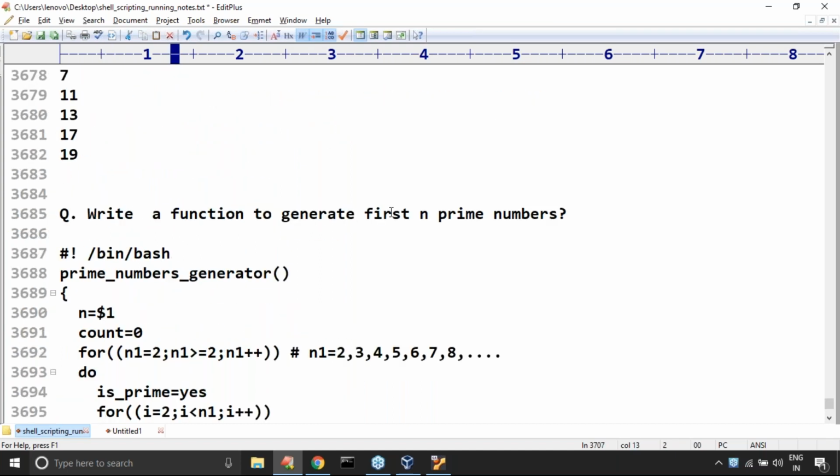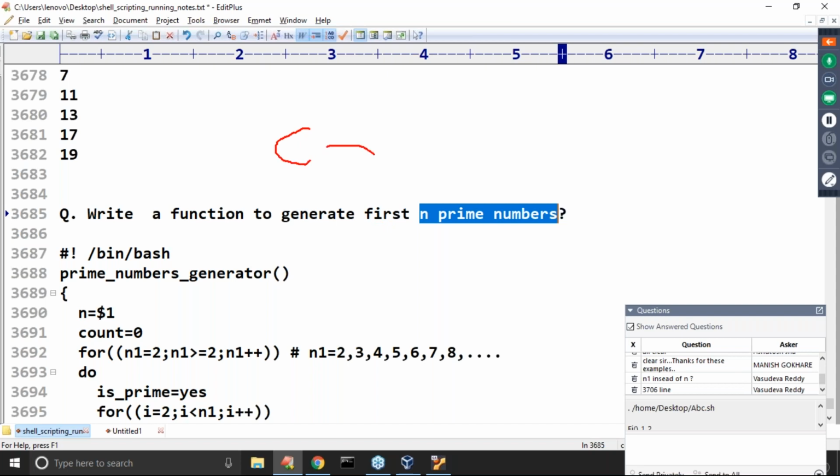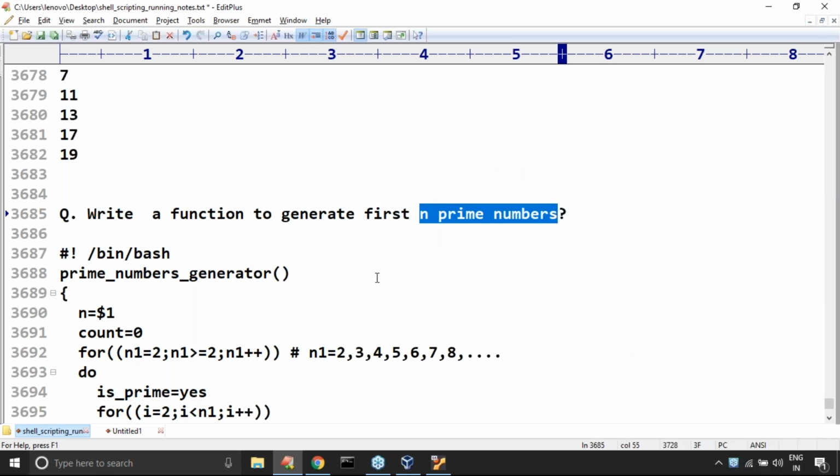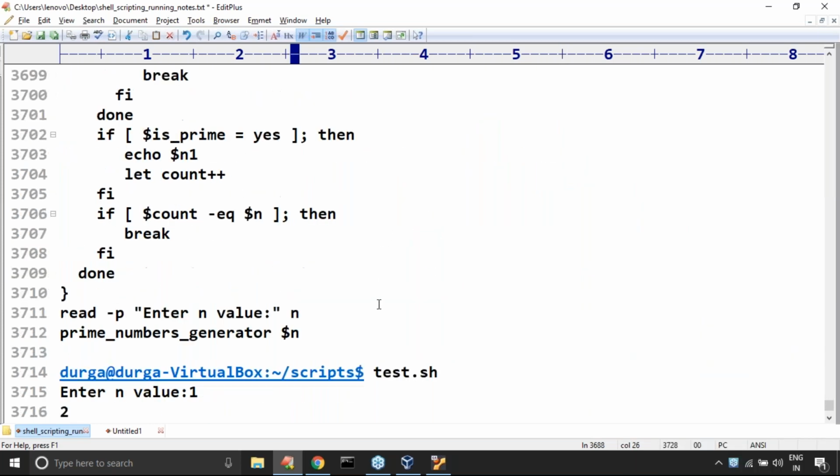Observe that. Write a function to generate the first n prime numbers. First n prime numbers. So the first 10 prime numbers, the first 20 prime numbers. My count should reach n. We should not check n1. n1 is the current number we are testing to see whether it is a prime number or not. But count should reach n. We should not take n1. Remember. Clear?